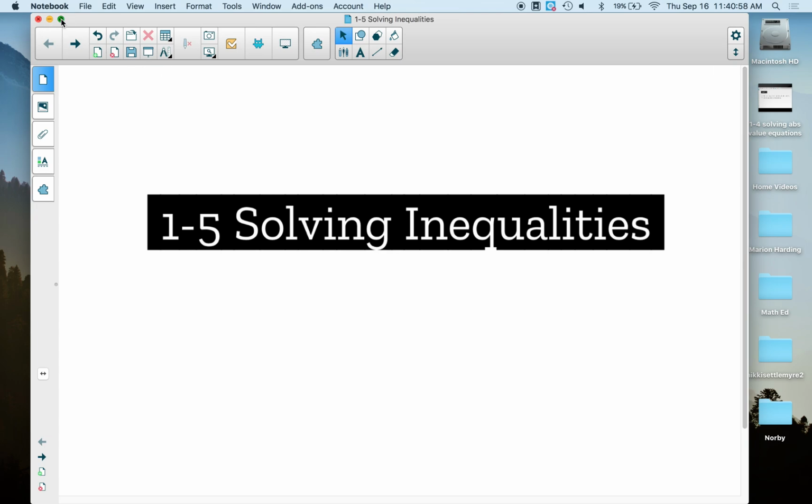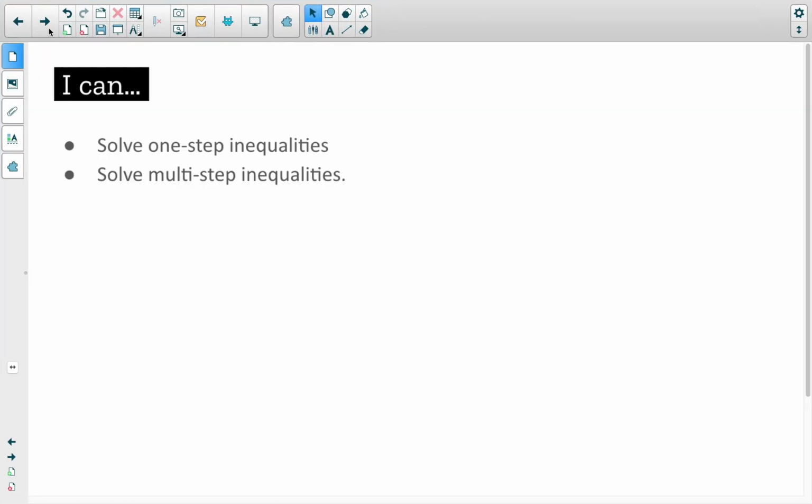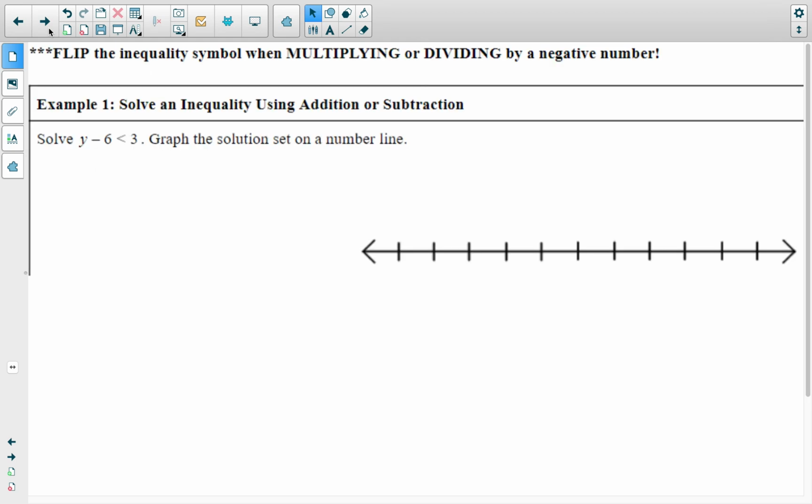Welcome back. This is 1.5 Solving Inequalities. The steps that we follow for solving inequalities are the same as solving linear equations, okay? So we're going to be able to solve one-step inequalities and multi-step inequalities.